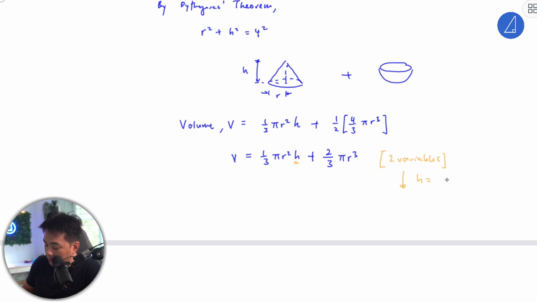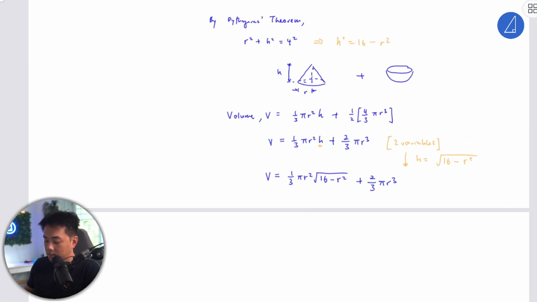So h will be given by r squared equals 16 minus h squared, right? So h squared equals 16 minus r squared. Then you just square root it. Okay, that's that. There you go. Done. So I've changed everything to one variable.